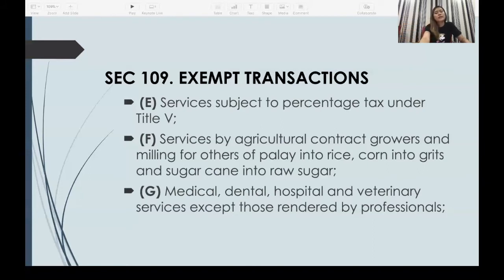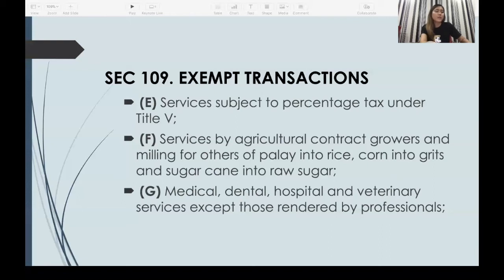Next is medical, dental, hospital, and veterinary services except those rendered by professionals. Ito naman, we all know that professional fees are VATable. Yung professional fee ng doctors, engineers, architects, basta yung mga professional services, VATable yan, subject to VAT. Now, laboratory services, yung mga x-rays, mga ganun, regardless kung sa clinic siya ginawa or sa hospital, VAT exempt siya.